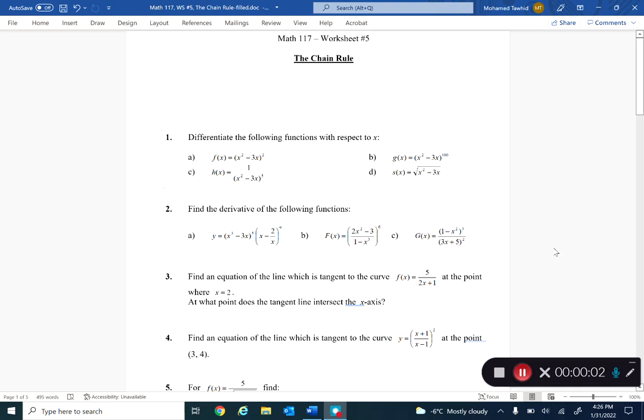Today we are going to have the chain rule. So let me summarize what I gave you last time. Last time I gave you the so-called power rule. What is the power rule? Let me review the power rule before I give you the chain rule.